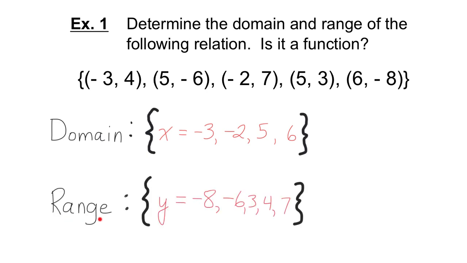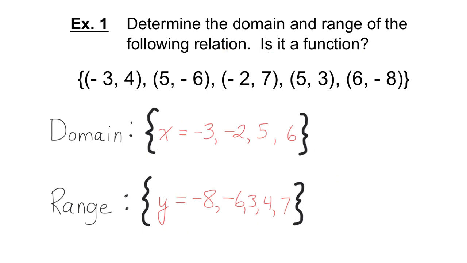Likewise, I can list the range. The range is all the possible values of y that exist on this relation. So y can be 4, -6, 2, 3, or -8, and I just put that in order. Y is equal to -8, -6, 3, 4, or 7. So domain is all the possible values of x. Range is all the possible values of y. So determine the domain and range of the following relation. Done. Is it a function?